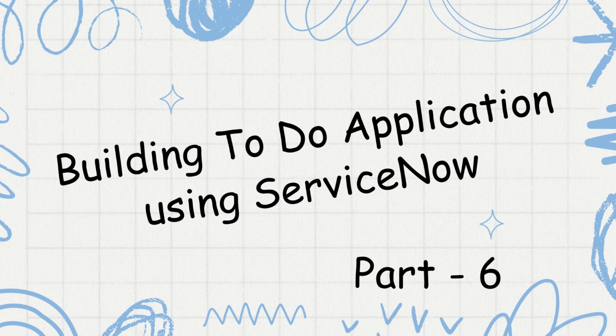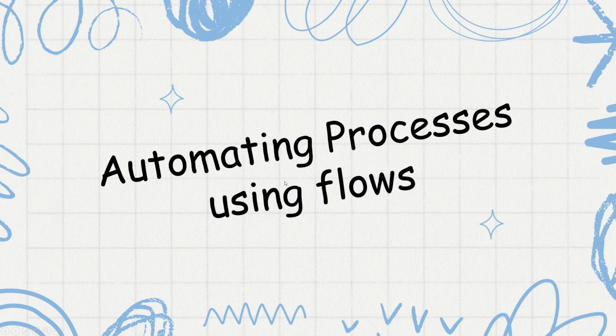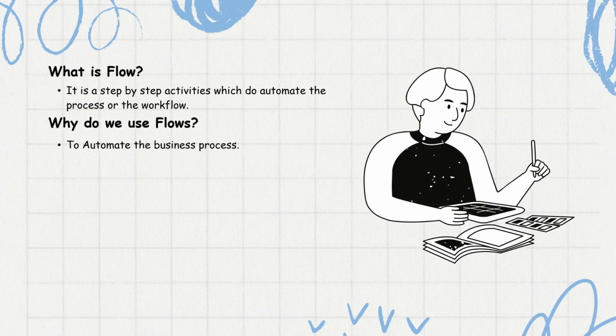In this video, we are going to cover the sixth module of our to-do application, which is creating flows, or automating the processes using flows. Let us understand what flows are and why we use them. Basically, a flow is a set of step-by-step activities. By using those step-by-step activities, we automate the process or the workflow.